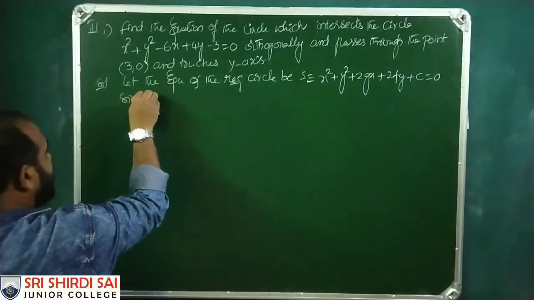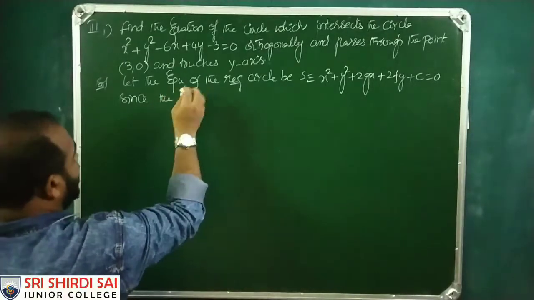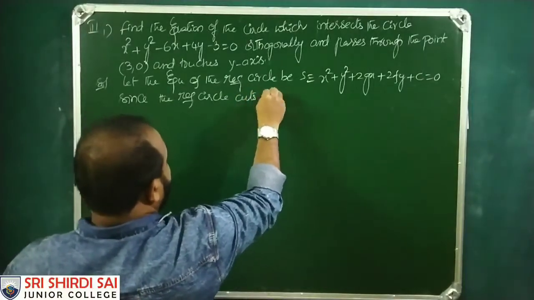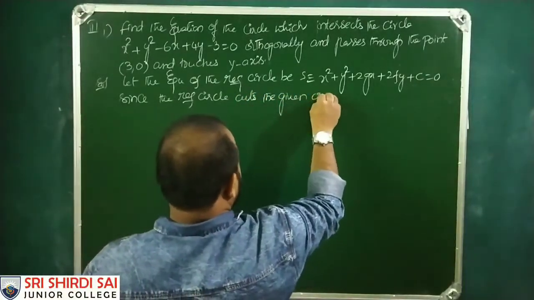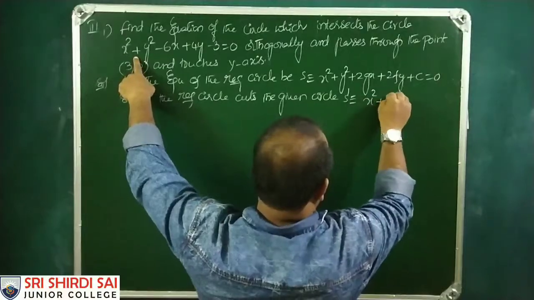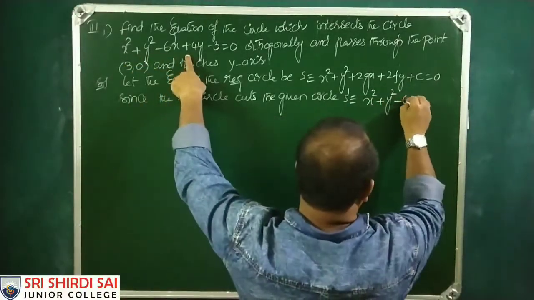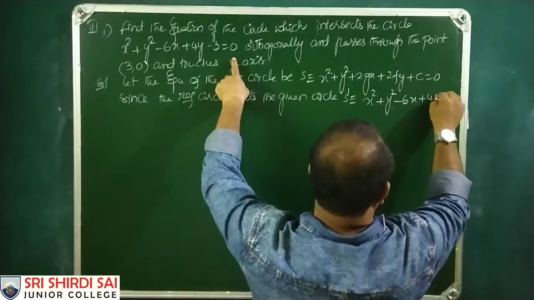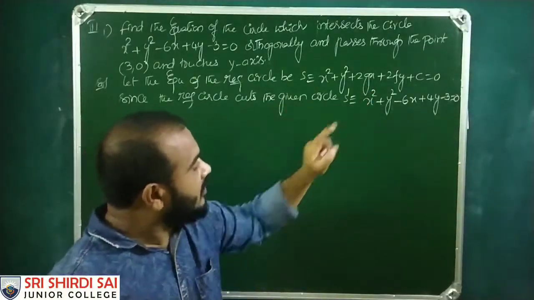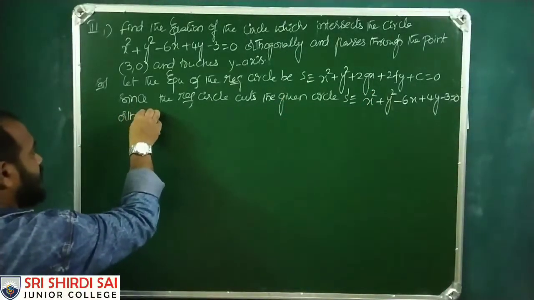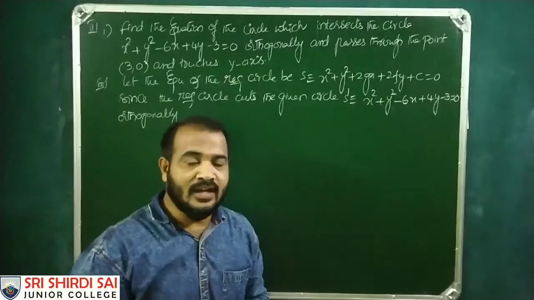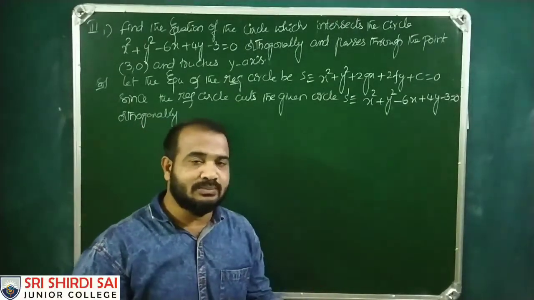Since the required circle cuts the given circle S dash: x square plus y square minus 6x plus 4y minus 3 equals 0 orthogonally, we know the condition of orthogonality: 2gg dash plus 2ff dash equals c plus c dash.